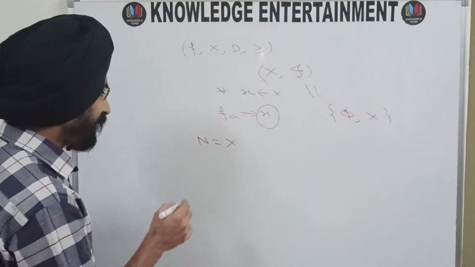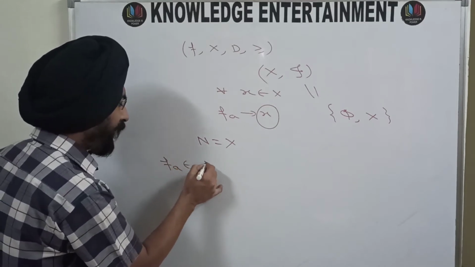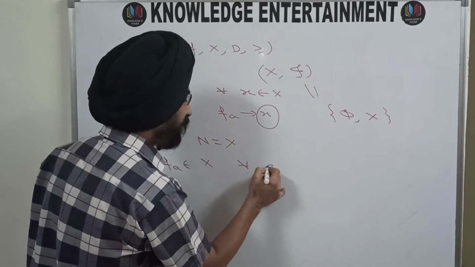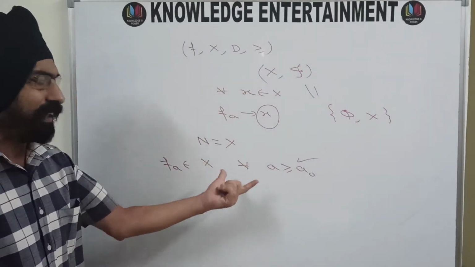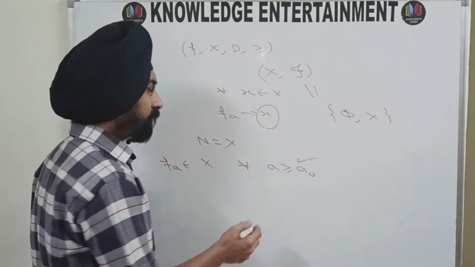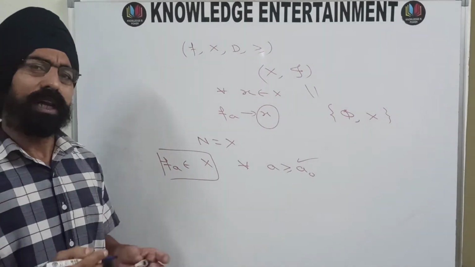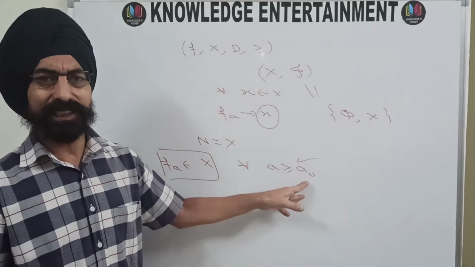And what is the condition you require? You require your fa to belong to n, and n means X. Your fa belongs to X for every a greater than or equal to a naught. There should be some a naught satisfying this condition. And fa belongs to X is true for all a, right from the starting. No need to wait for any stage.